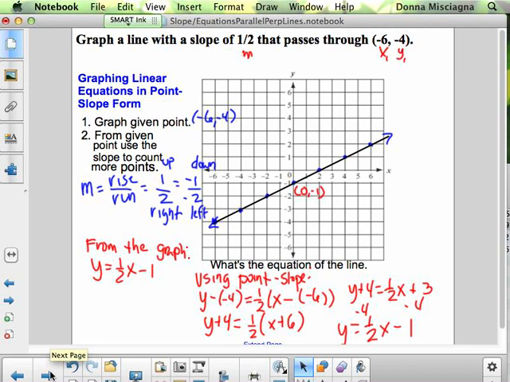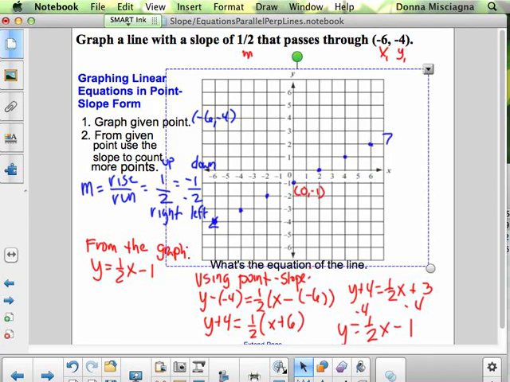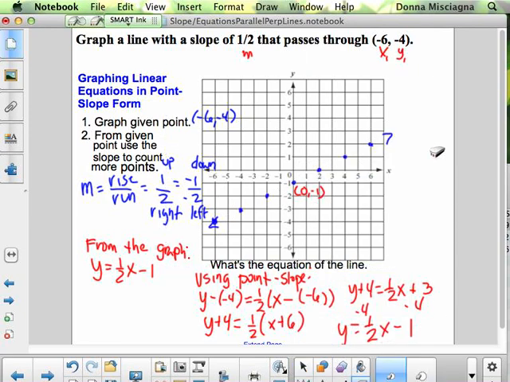All right, oops, I thought I had erased this. All right, we're going to erase it really quickly.